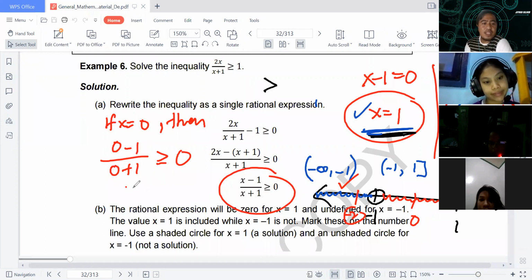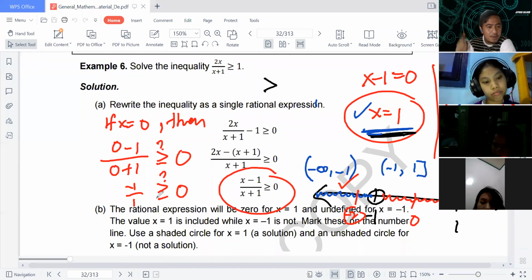In the numerator, that is negative 1. In the denominator is positive 1. Is it greater than or equal to 0? Yes, sir. Negative divided by positive, negative. Negative 1.